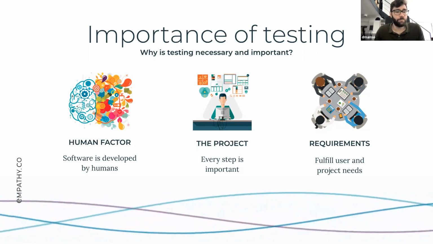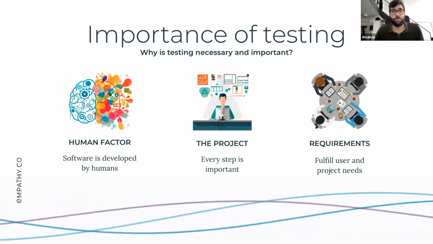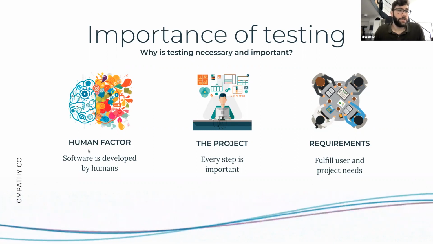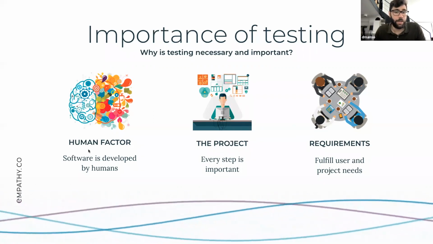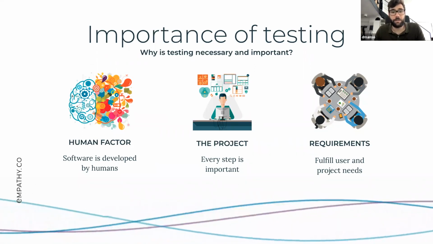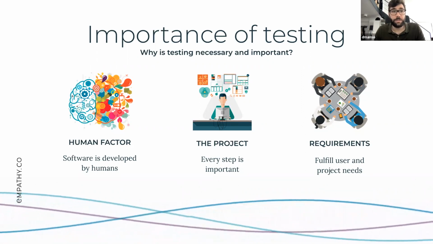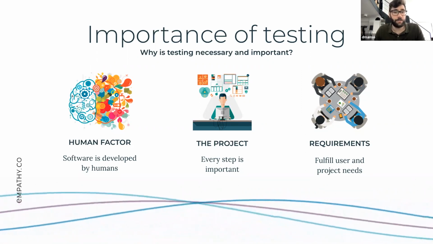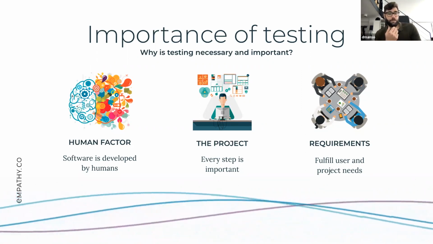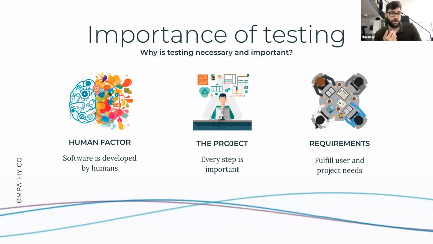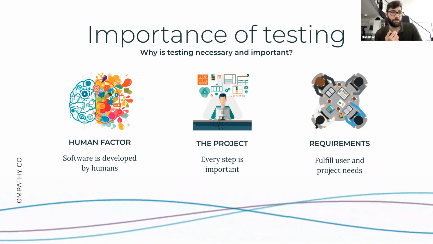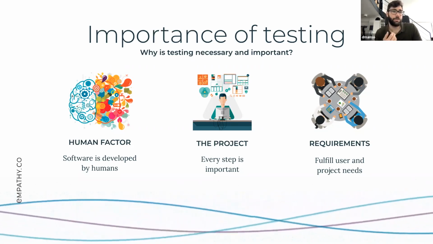I have summarized them in three. First, the human factor. We have to keep in mind that software is developed by people who can make mistakes, who can forget details, or just receive unexpected inputs, which makes the software not work as expected. So testing reduces these scenarios, these failures. We cannot prevent all of them, but we can reduce them.